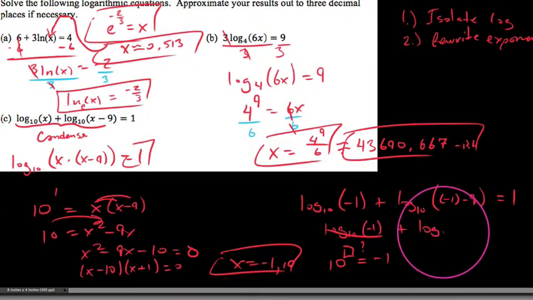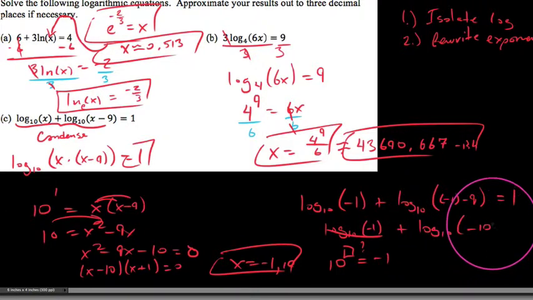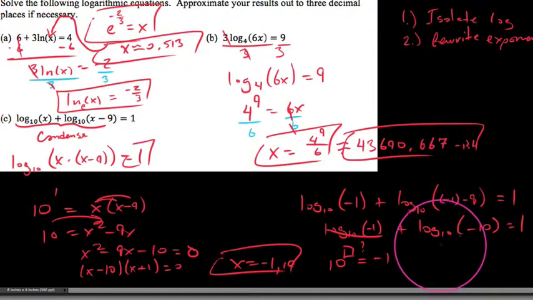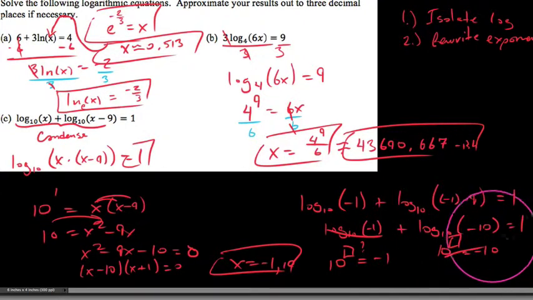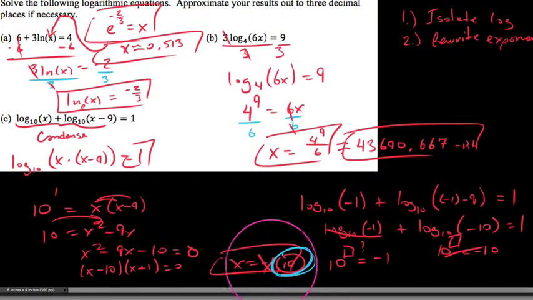This one here, we say log base 10 of negative 10. That's obviously not going to exist. Same reasoning. We say 10 to the power of what equals negative 10? That doesn't happen. So we'd say that only one solution exists here, and that'd be our 10. Okay, when you plug it back in, check to see that it works.